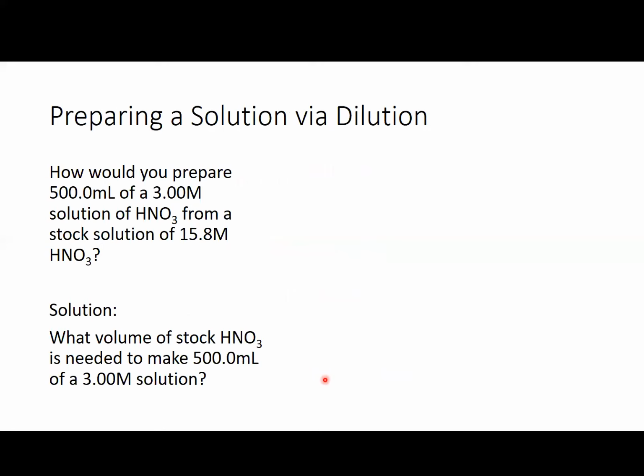So how would you prepare 500 milliliters of a 3 molar nitric acid solution from a stock solution of 15.8 molar nitric acid? 15.8 is the most concentrated nitric acid you can actually get. And you've got to be careful with that. That is nasty stuff. So I have this really concentrated solution. I don't need it to be quite so concentrated. So what I'm going to do is dilute it. Right? I take some of this and then add a certain amount of water to get to a concentration that is just 3 molar. So the question is really asking, what volume of stock do I need to make 500 mils of a 3 molar solution?